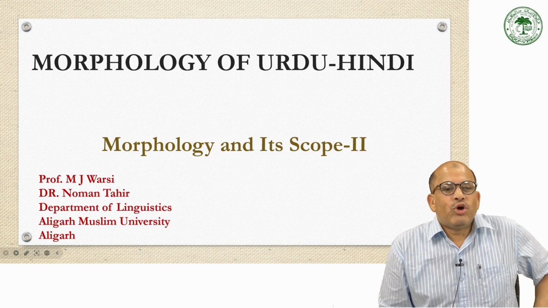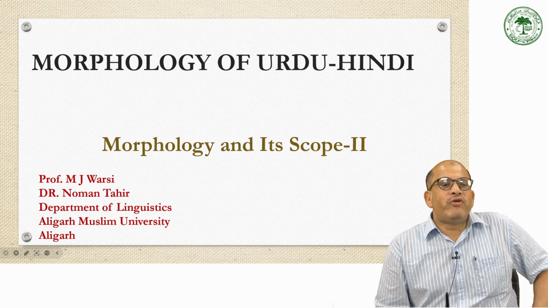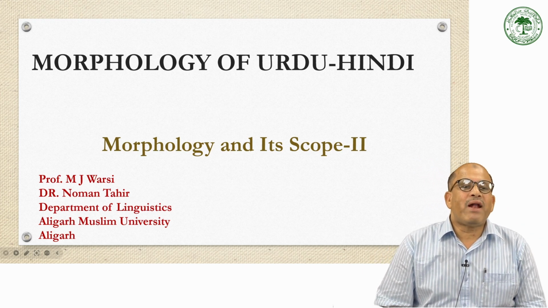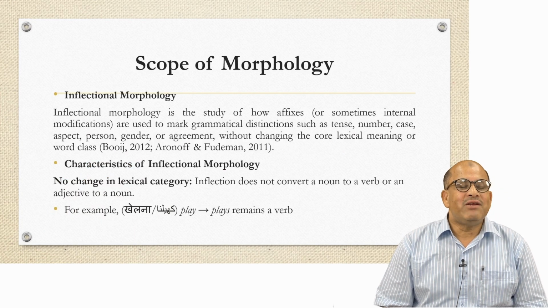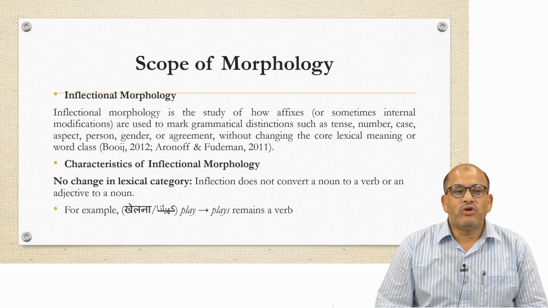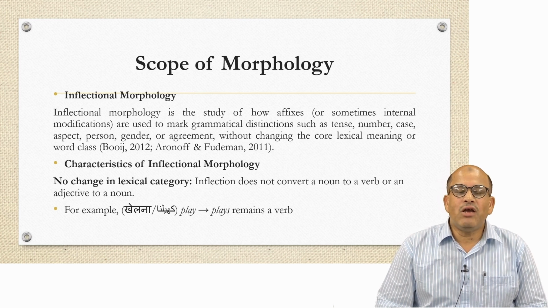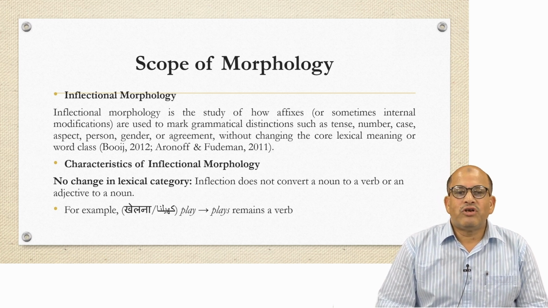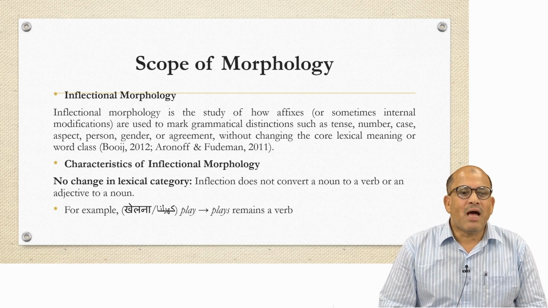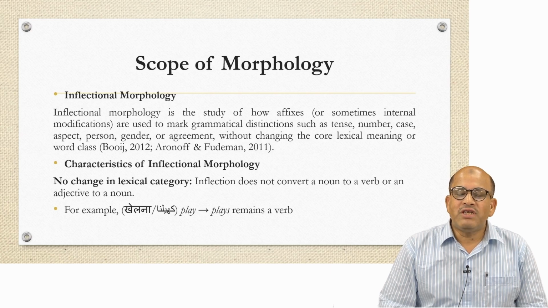Now, coming to the scope, what exactly is covered under morphology? What are the important parts that we need to understand? The first one is inflectional morphology. Inflectional morphology is the study of how affixes or sometimes internal modifications are used to mark grammatical distinctions such as tense, number, case, aspect, person, gender, or agreement without changing the core lexical meaning or word class.